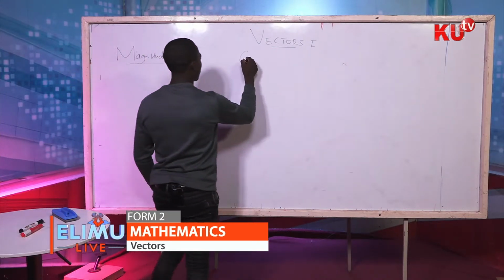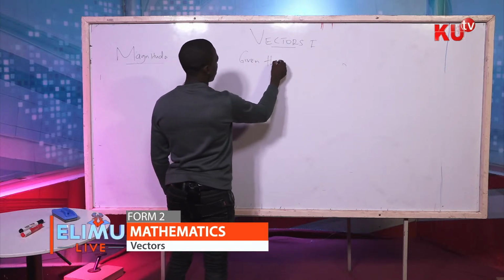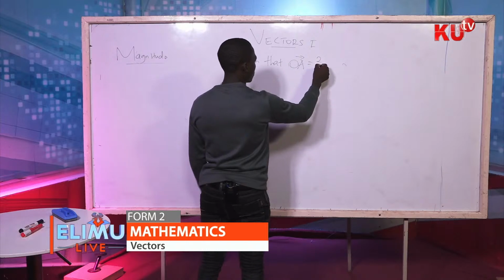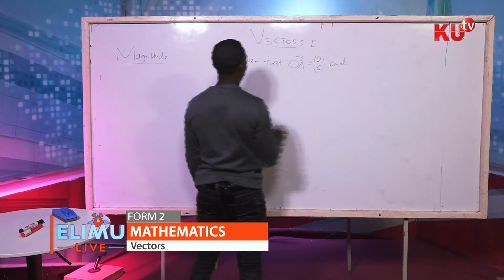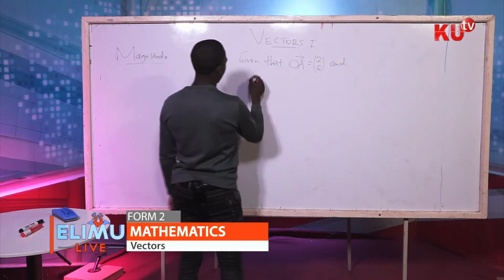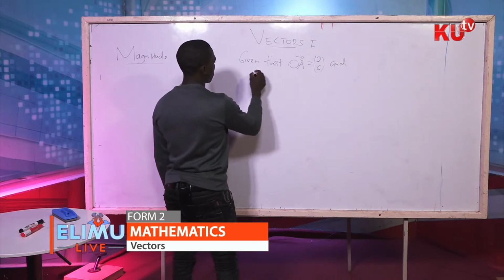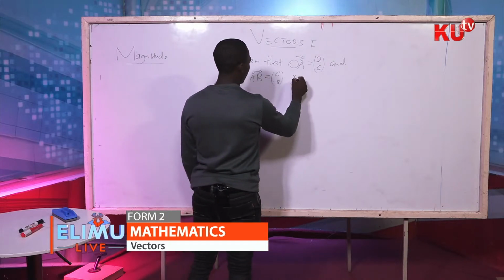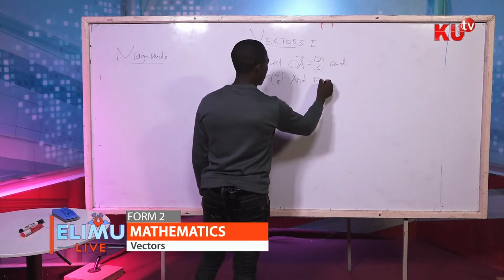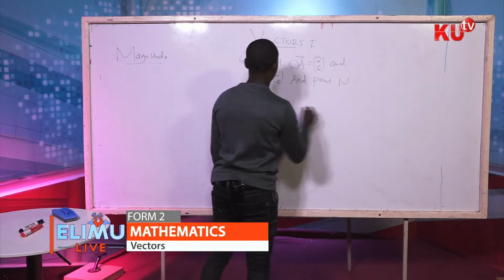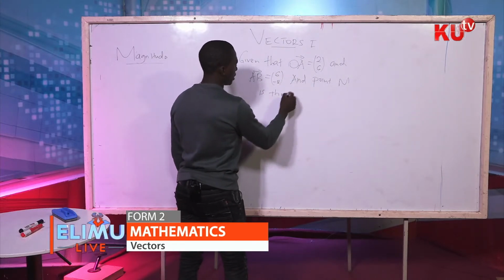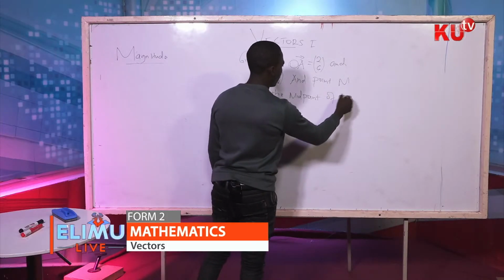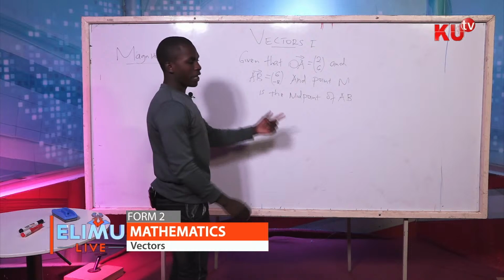So given that we have OA, position vector OA is 2, 6, and we have AB is 6, -8, and you have a point here, M, is the midpoint of AB.